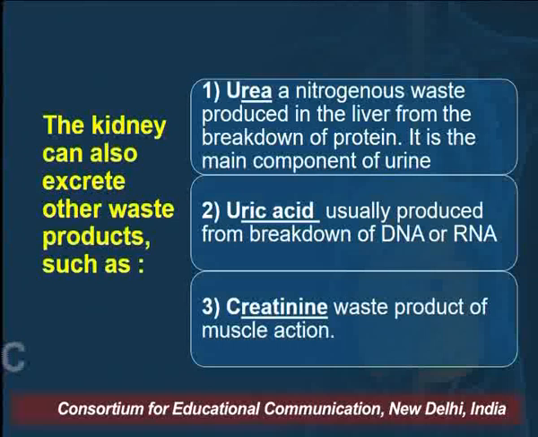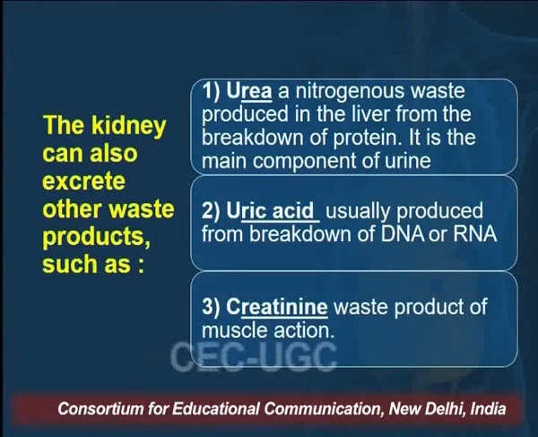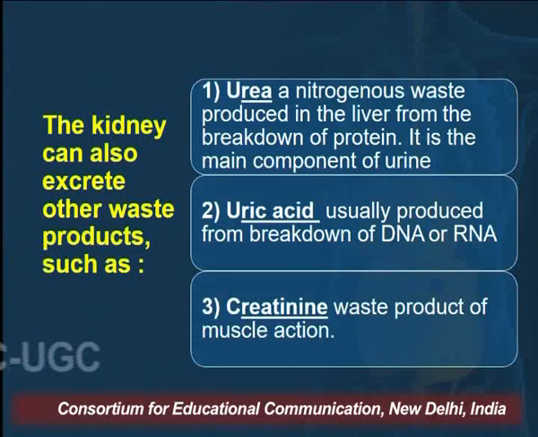The next one is that the kidney can also excrete other waste products such as urea, a nitrogenous waste produced in the liver from the breakdown of protein. It is the main component of urine. Then uric acid, usually produced from the breakdown of DNA and RNA. The last one is creatinine. This is one kind of protein waste product of muscle action.